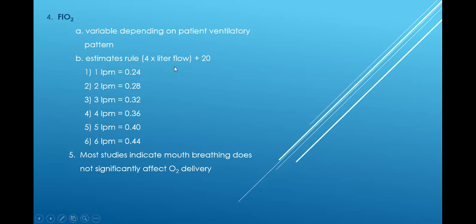For every 1 liter of oxygen you put them on, you go up about 4% in FiO2. This is just an estimate. It's not guaranteed, because it's a low flow device. Low flow devices, we cannot guarantee, but we can estimate. Okay? So if I'm breathing in the regular atmosphere, I'm breathing about 20.95%, which is 21%, right? But they use the exact 20.95, okay?